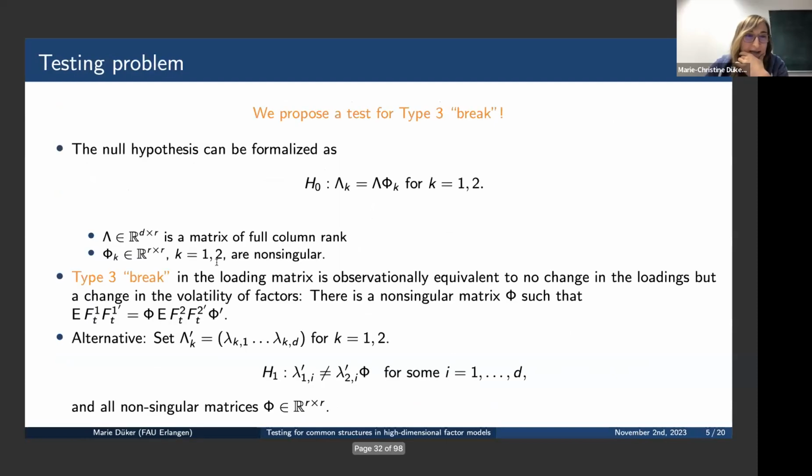Sorry, I'm switching. Yeah, I mean, this is basically that we have this observational equivalence, right? So whether I look at this kind of hypothesis or I push the change basically into the factors, doesn't really matter. And I definitely checked more complicated transformations, so it doesn't have to be just a diagonal or something. It can be any non-singular matrix, and that is for us the hypothesis. The alternative would be that only a partial set of the loadings changes.